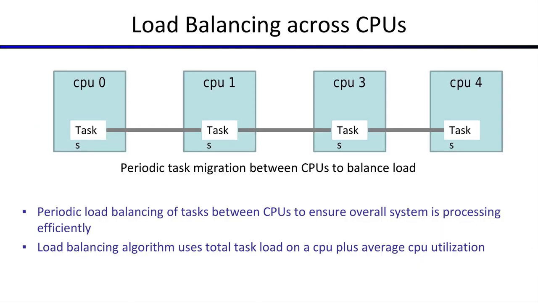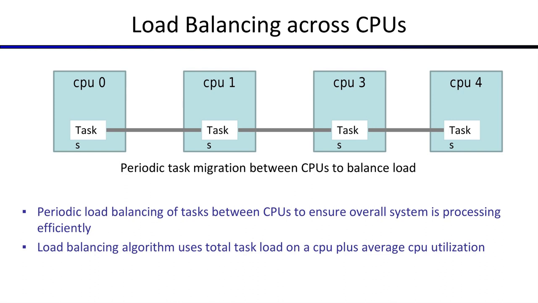Another important concept is that you could be optimally running within a CPU, but you need to load balance across other CPUs, because tasks are coming in dynamically and going away dynamically, and periodically you need to make load balancing decisions of tasks between CPUs to make sure that overall the CPUs are processing efficiently. There is a load balancing algorithm that uses the total task load on a CPU plus the CPU utilization to make a decision: do I have an idle CPU that I want to move tasks over to, or do I have a less utilized CPU compared to a more utilized CPU, and efficiently run my tasks by balancing each one of these CPUs almost equally.